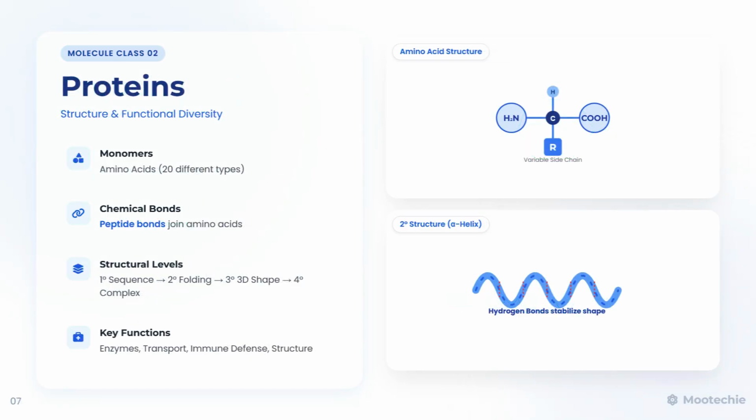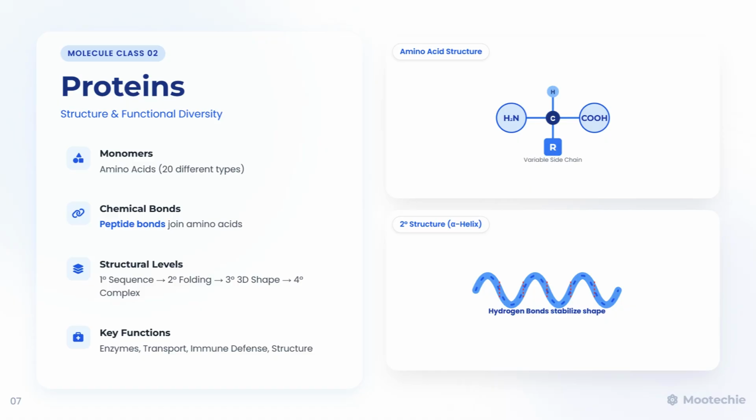Coming up, we have molecule class 02, proteins, known for their structure and functional diversity. Their monomers are amino acids, and there are 20 different types. They are joined by chemical bonds called peptide bonds. They have complex structural levels. It starts with the primary sequence, which folds into secondary structures, then into a three-dimensional shape, and sometimes multiple chains form a complex. Their key functions are vast.